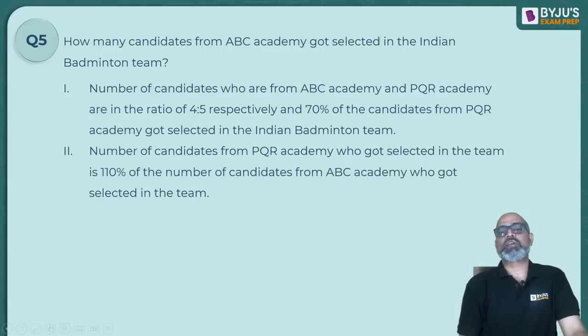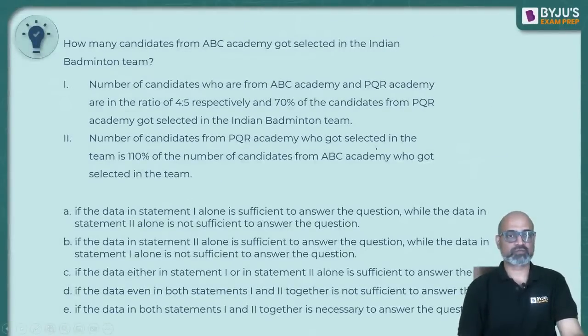Okay, how many candidates from ABC Academy got selected in the Indian badminton team? Number of candidates who are from ABC Academy and PQR Academy are in the ratio 4:5 respectively, and 70% of the candidates from PQR Academy got selected in the Indian badminton team. Number of candidates from PQR Academy who got selected in the team is 110% of the number of candidates from ABC Academy who got selected in the team. This is a straightforward question, right?